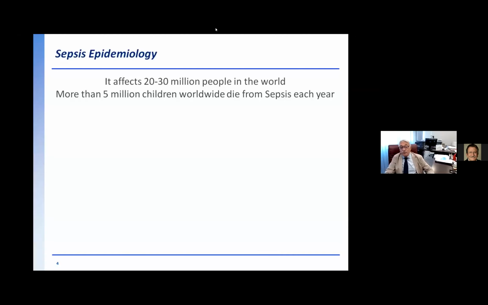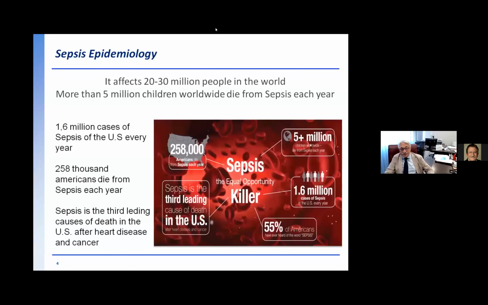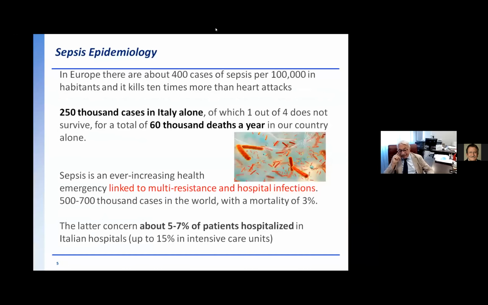Some notes about epidemiology. It affects about 20 to 30 million people around the world, with more than 5 million children worldwide dying from sepsis every year. You can read the data. 1.6 million cases of sepsis in the US every year. 258,000 Americans die every year from sepsis. And in the US, sepsis is the third main cause of death after cancer and heart disease.